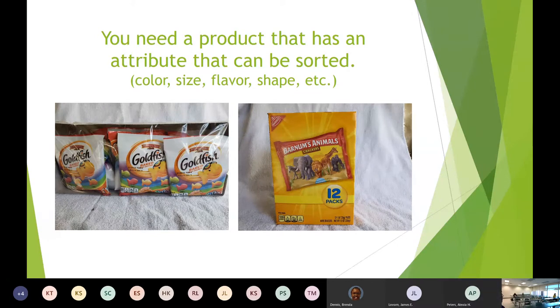All right, there's some examples right there. See that? Barnum animal crackers, there's 12 packs. So she's saying right there that would be fine. Anything that's got 10 to 15 packs in it. I don't see how many the goldfish has. Does it have a count on it? I can't see. It looks like there's 10 in there.